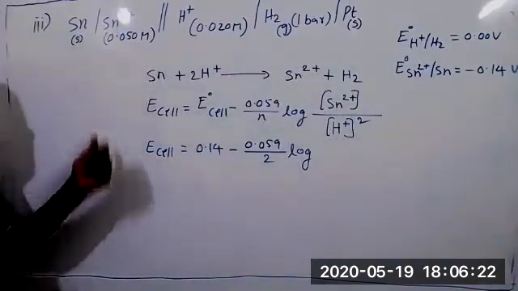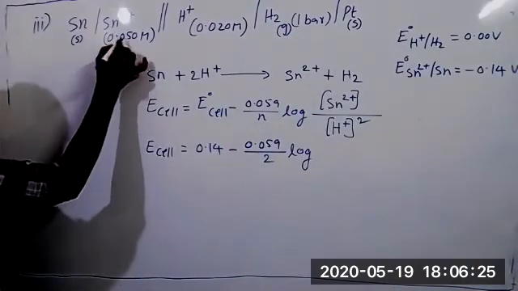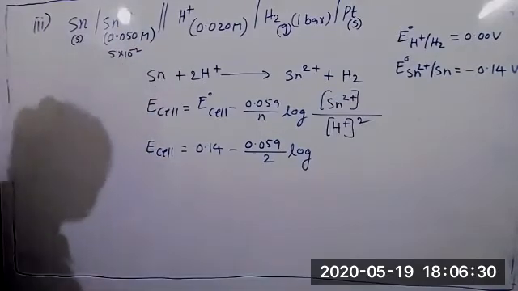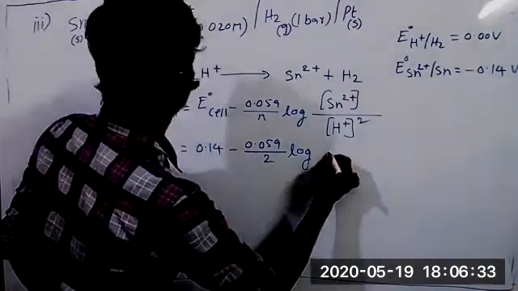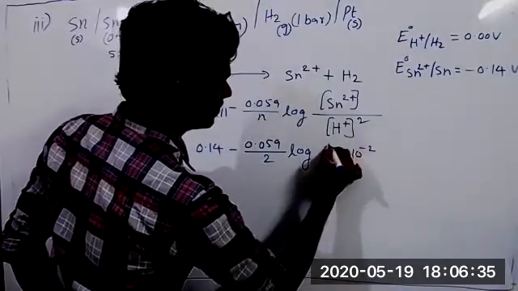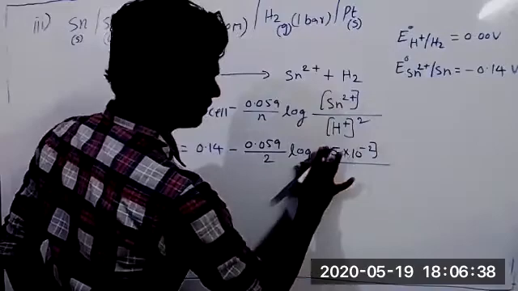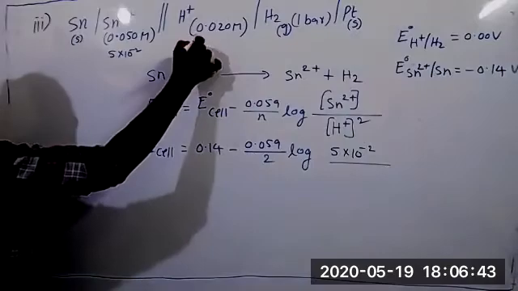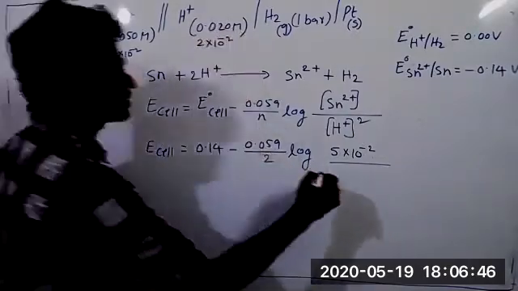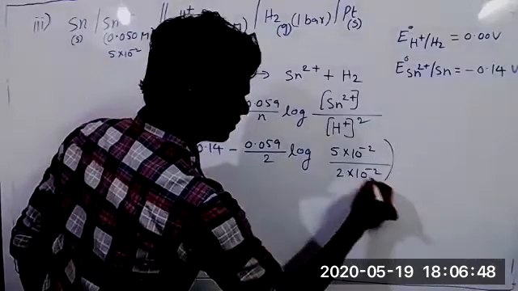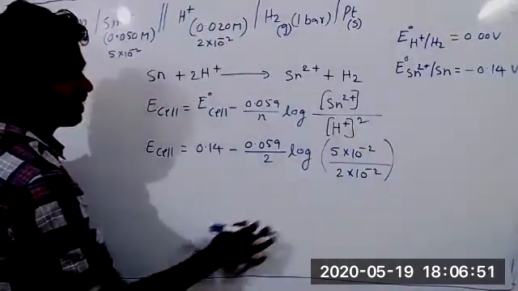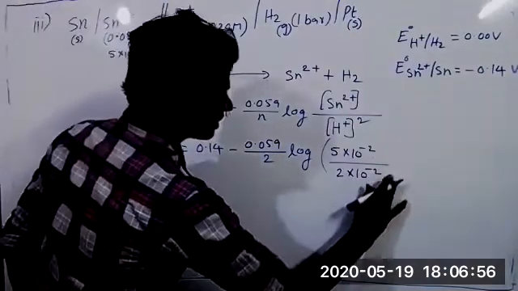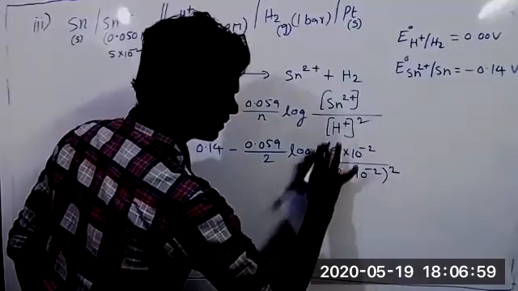So write this in scientific form: 5 into 10 power minus 2 concentration by H plus concentration, 2 into 10 power minus 2. So 10 power minus 2, 10 power minus 2 cancel. So 5 by 2 value. Sir, that should be square, sir. Yes, very good, correct. This is square.